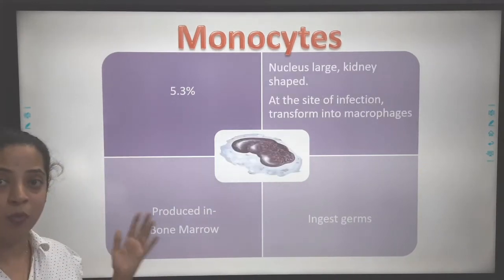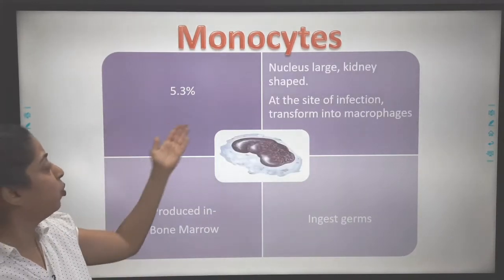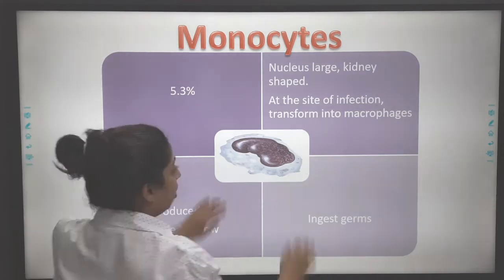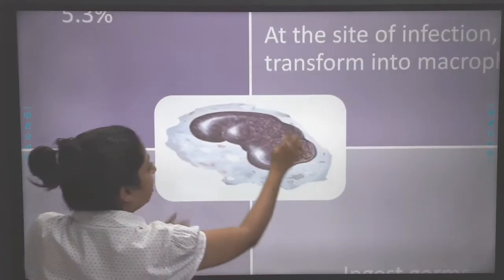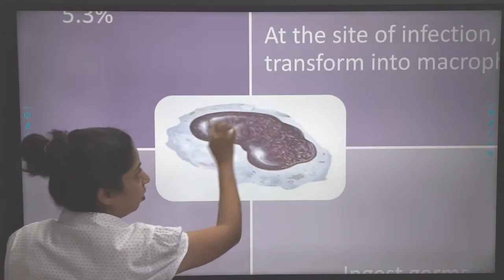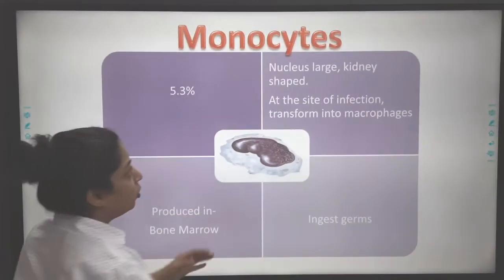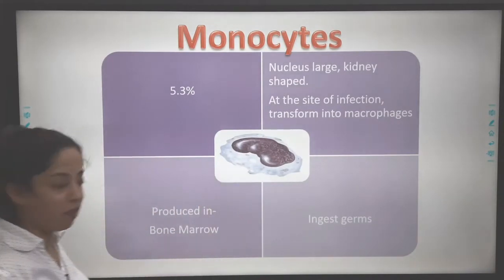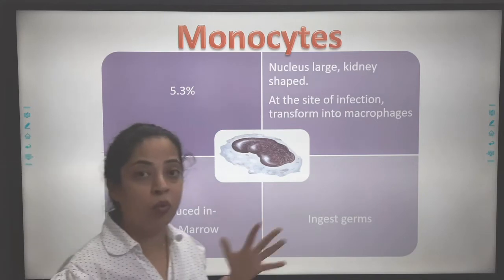Let us study monocytes now. They contribute about 5.3% of the total WBC count. Now if you see here very clearly, this is kidney shaped, right? So the nucleus is large and kidney shaped. Now at the site of infection, it transforms into macrophages.